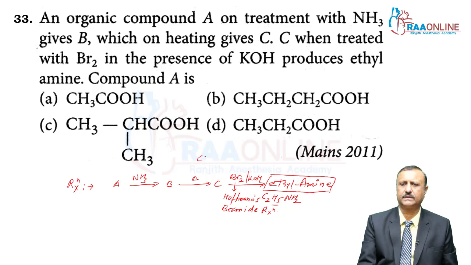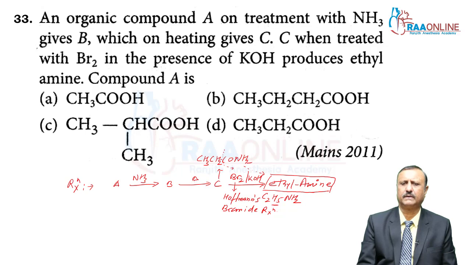When you have CH3CH2CONH2, you get the amine by the reaction with bromine and KOH. Because in ethylamine the C2H5 group is present, the CONH2 group is replaced, and you get C2H5NH2. Now this is your compound C, because it is a Hofmann bromamide reaction. The Hofmann bromamide reaction converts the amide to ethylamine.